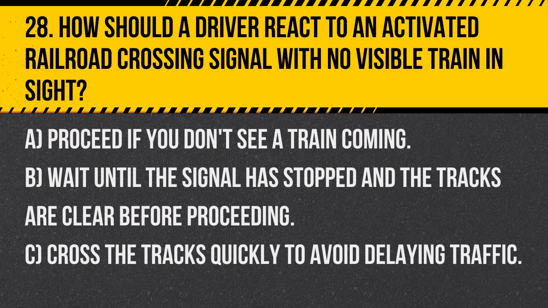Question 28. How should a driver react to an activated railroad crossing signal with no visible train in sight? A. Proceed if you don't see a train coming. B. Wait until the signal has stopped and the tracks are clear before proceeding. C. Cross the tracks quickly to avoid delaying traffic.